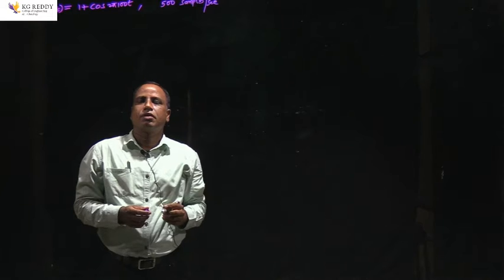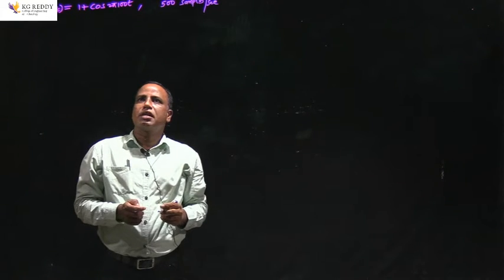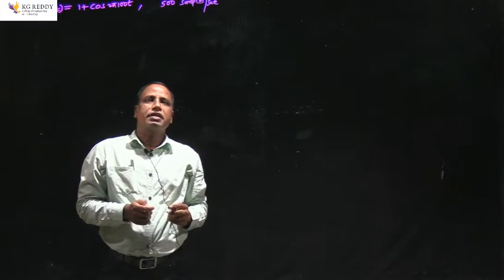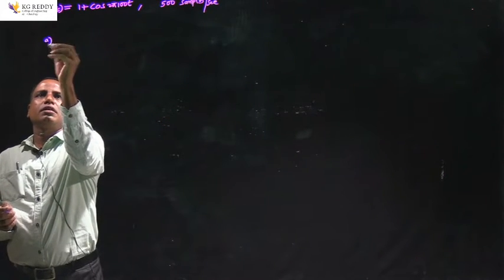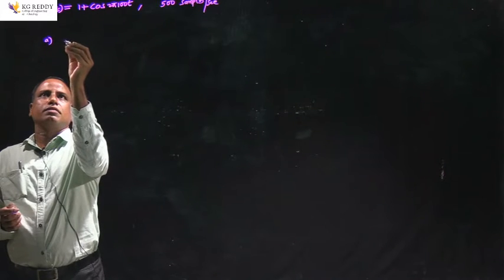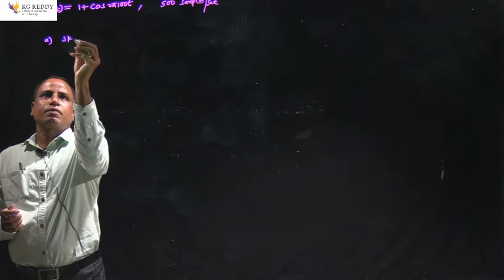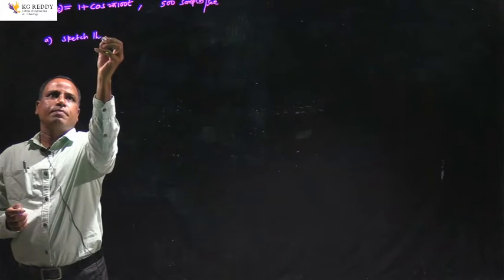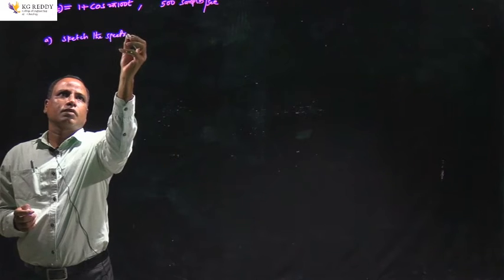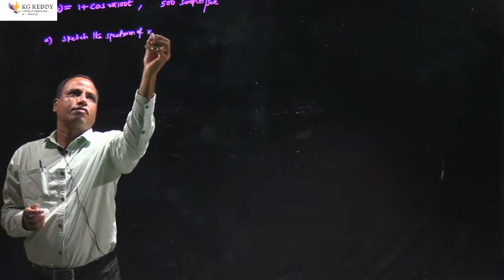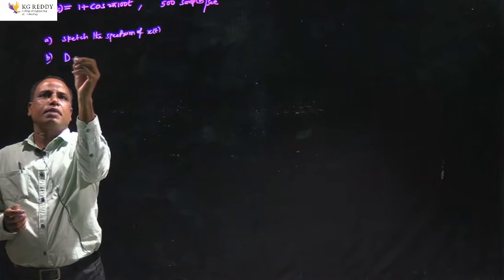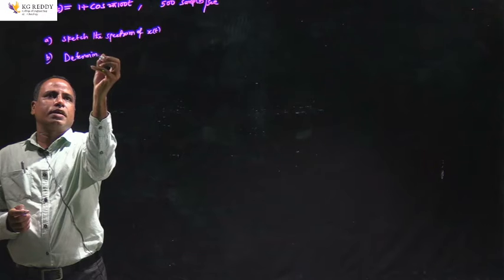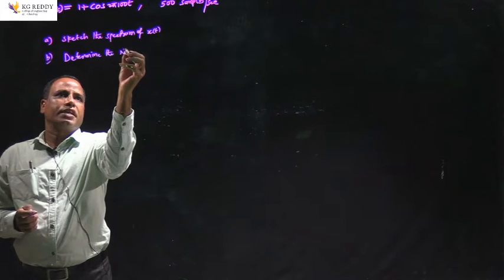Let us consider. Now the continuous time signal is given and the sampling rate is given, and let us try to determine the following. A, sketch the spectrum of x of t. And B, let us determine the Nyquist rate.